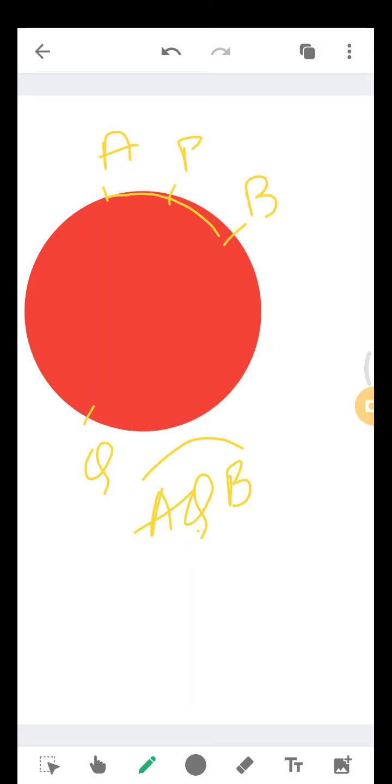We can have a minor arc as well as a major arc. You can see here, if I cut this from here, this AB, A, P, B, this forms a minor arc. You can see this part is the minor arc, and the other part AQB is called the major arc. This part is the major arc of the circle. So what is an arc? Arc is a part of a circle.